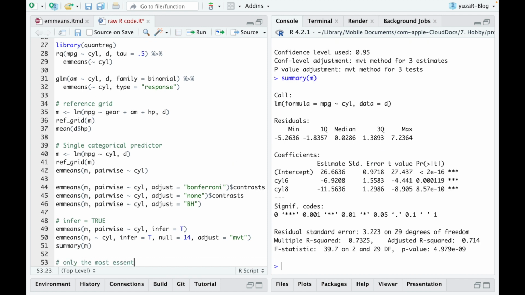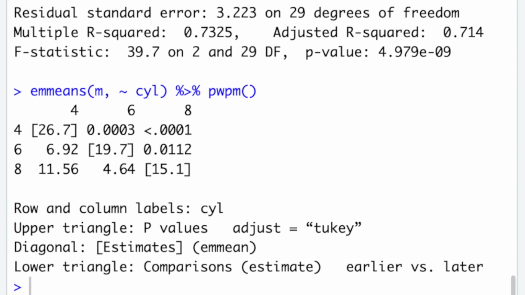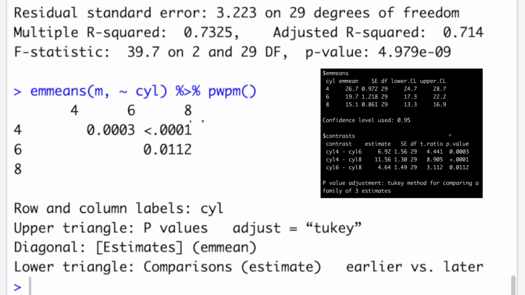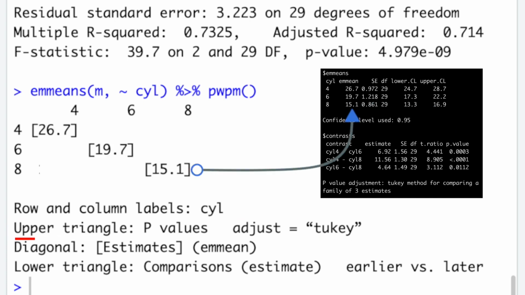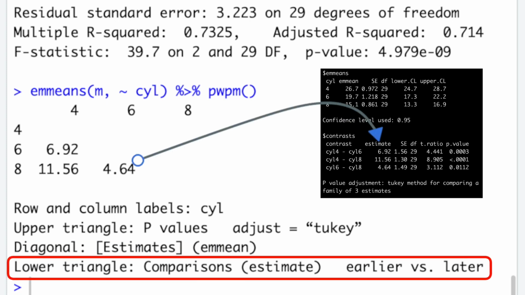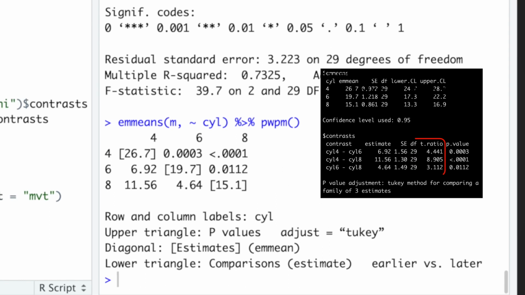We can even go in the opposite direction and summarize the emmeans results themselves to include only the most essential information. For that, we'll use the pairwise p-value matrix function, which presents results from emmeans and pairwise comparisons thereof in a most compact way, where the upper triangle displays the Tukey adjusted p-values, the diagonal shows the estimated marginal means, and the lower triangle compares the estimates between levels. In this way, rarely used information, such as degrees of freedom or t-ratios, is left out.